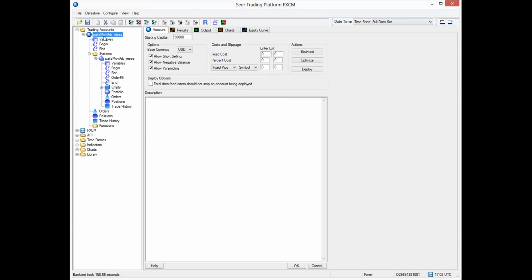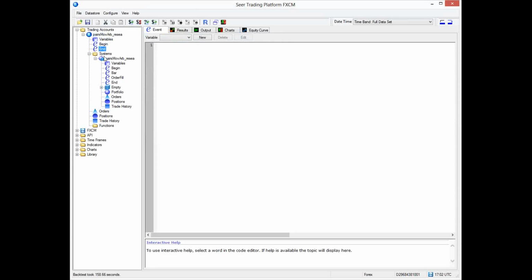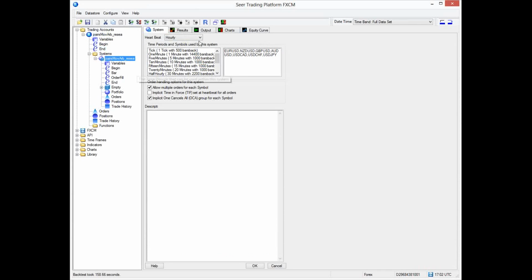I've just created the system. I called it Pairs Movement Arbitrage. I put $50,000 of Monopoly money in my account. I've got no begin and end. My system is set to a one hourly heartbeat, which means the backtesting runs on hourly heartbeats.